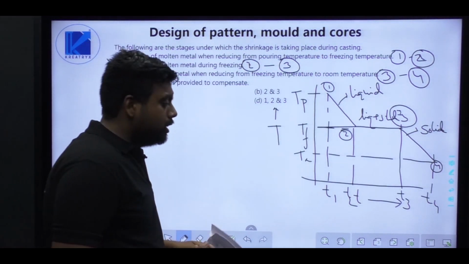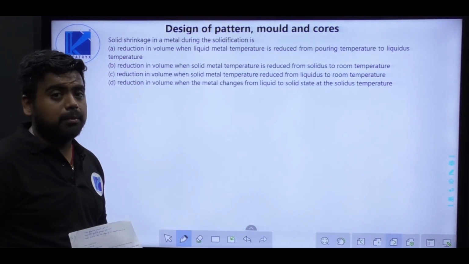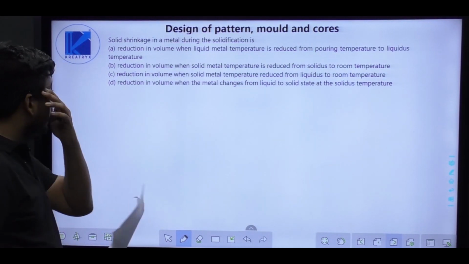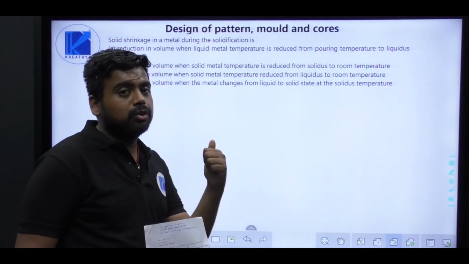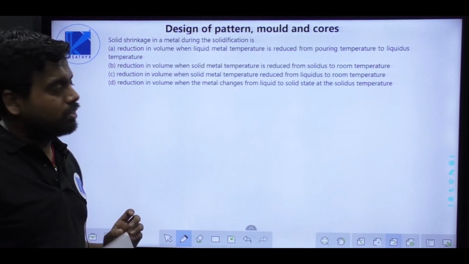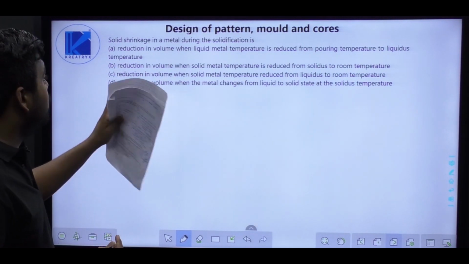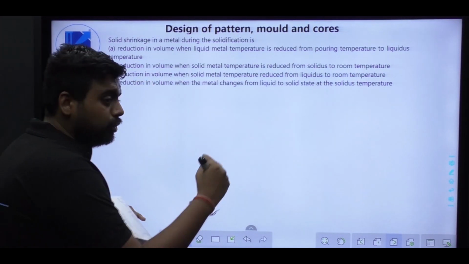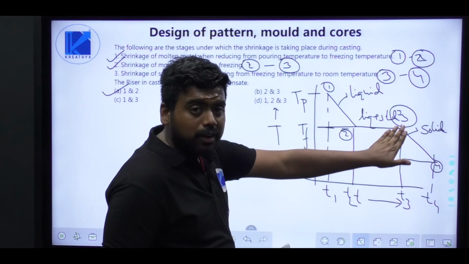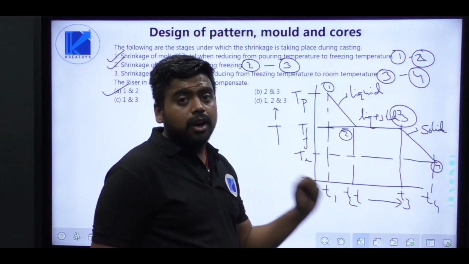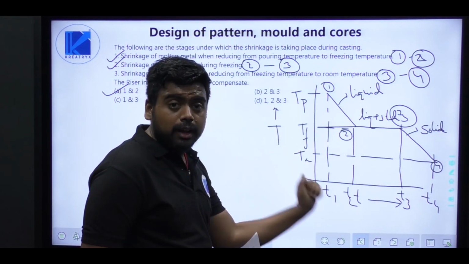Now moving to the next question. Friends, this is again a similar type of question as compared to the previous question. The only difference is that in the previous question they were asking about the riser purpose, and in this question they are asking about solid shrinkage in a metal during solidification. If you look at the previous curve which I have drawn here, you will find that solid shrinkage is happening only from 3 to 4. And what is 3 to 4? Basically when the metal is moving from freezing temperature to ambient temperature.